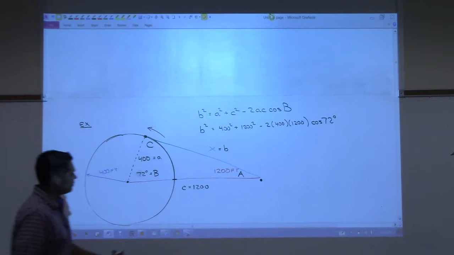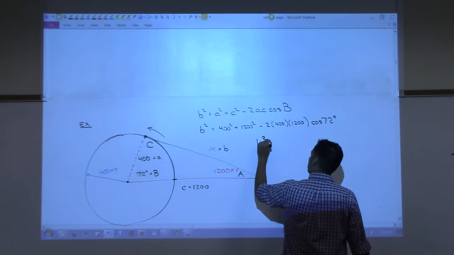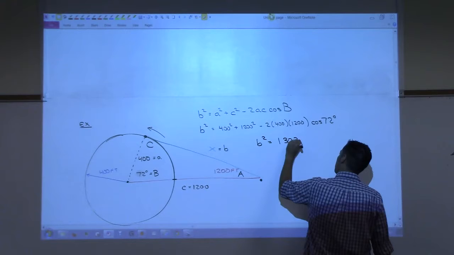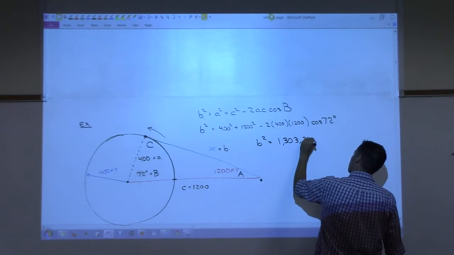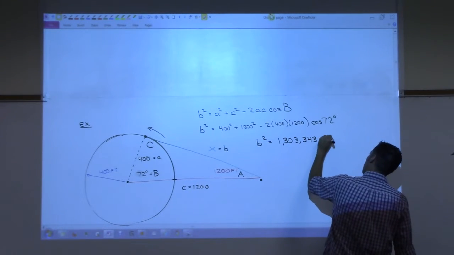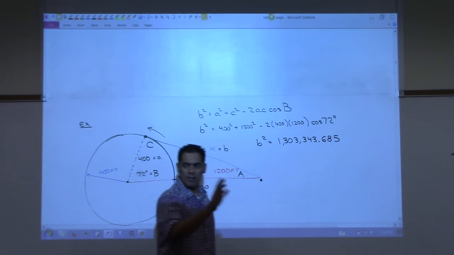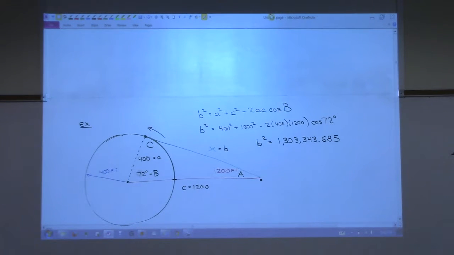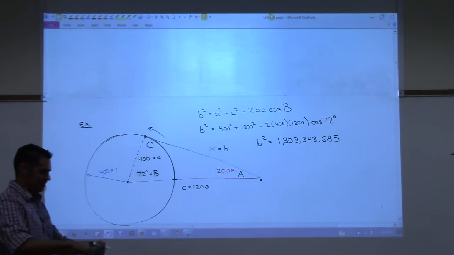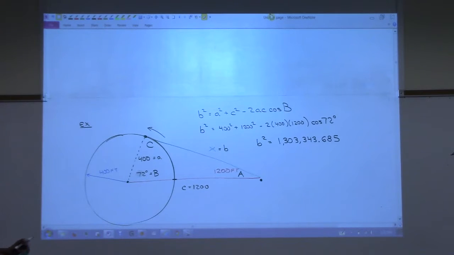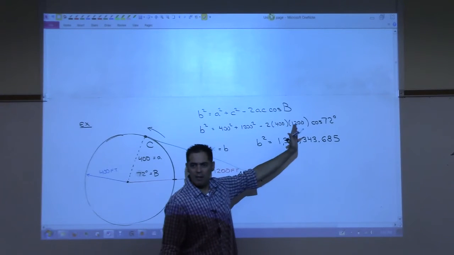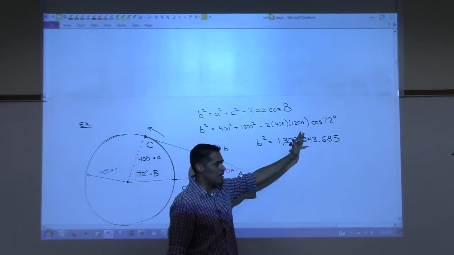b squared is 1,303,343.685. And we'll just see if at least one other person agrees with that. Not that I don't trust you, but it's always good to have verification. Yes. You got the same thing? Okay. Everyone understand? This is just arithmetic on your calculator. Make sure you're in degree mode on your calculator.